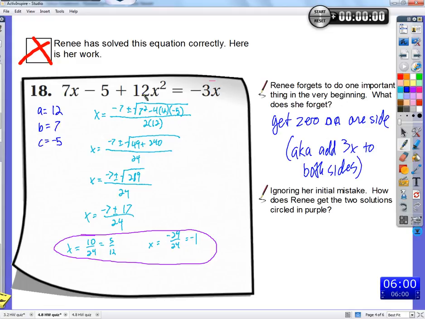A is 12, b is 7. If we forget about this mistake of not adding 3x, b should really be 10 when we add 3x to both sides. Anyway, c is negative 5. If we just ignore that mistake and follow this work all the way through, how does Renee get the two solutions circled in purple? So take a second. Think about that. If you know, write it down real quick. If you don't, give it a thought.